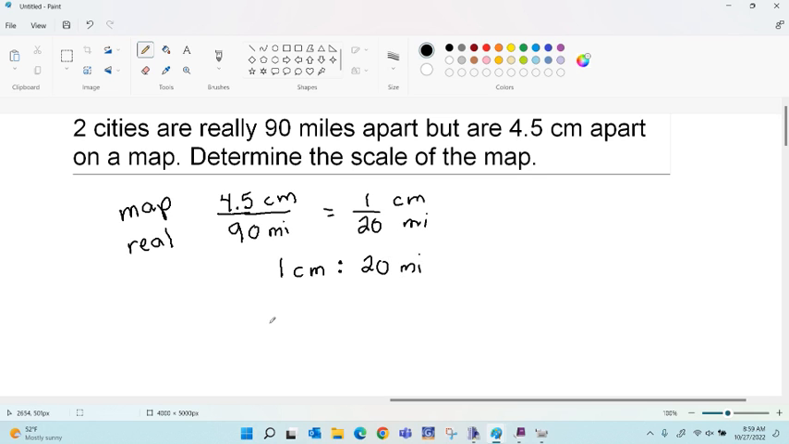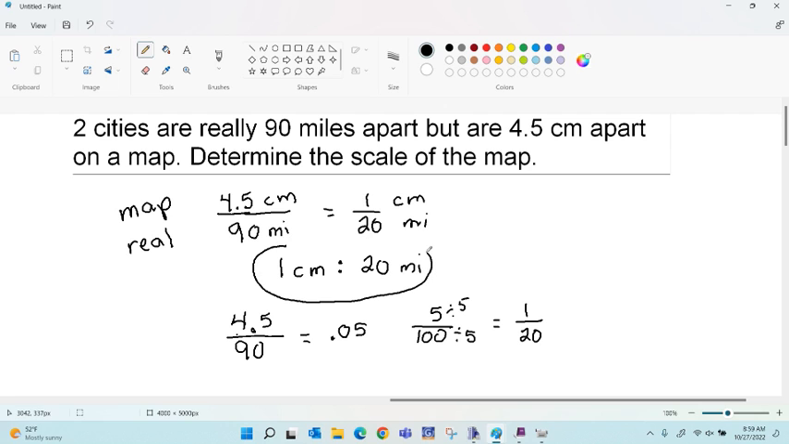All right, so now those of you that need to do this by hand, 4.5 centimeters divided by 90. You could divide that out and you get your 0.05, but you want to make it into a fraction. That is 5/100. Divide the numerator and the denominator by 5, and that's 1/20th. So there's your 1/20th again. To write it as a scale, you would write it with the 2 dots like this. So there would be your scale factor.